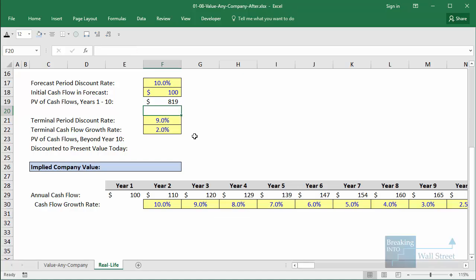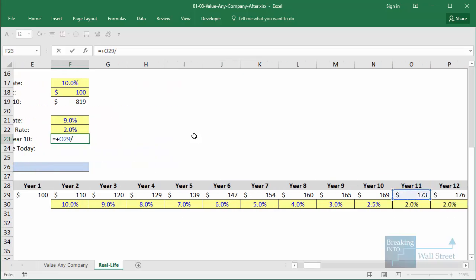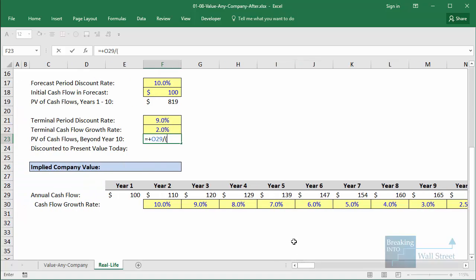So we have that. Now, for the next period, we can take the very first cash flow in year 11, which is the first year of the stable period or terminal period. And then we can divide by the discount rate minus the cash flow growth rate in that period. So we get to that.